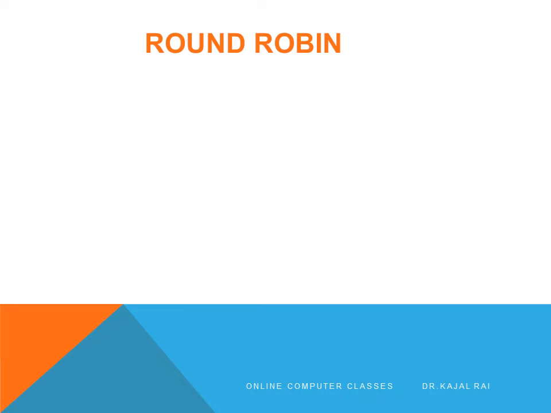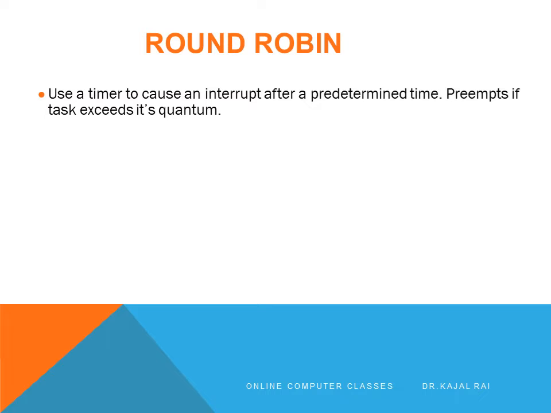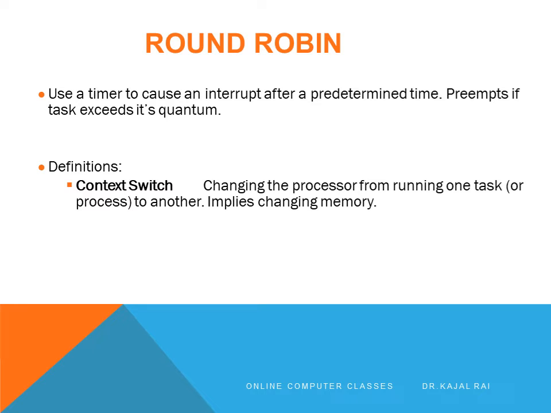Now next is the round robin scheduling algorithm. This is also a very good algorithm. It uses a timer to cause an interrupt after a predetermined time, and preempts if a task exceeds its quantum. It has a certain fixed amount of time, just like a timer, and it interrupts the CPU and takes the CPU from the process if that amount of time is reached or exceeded.